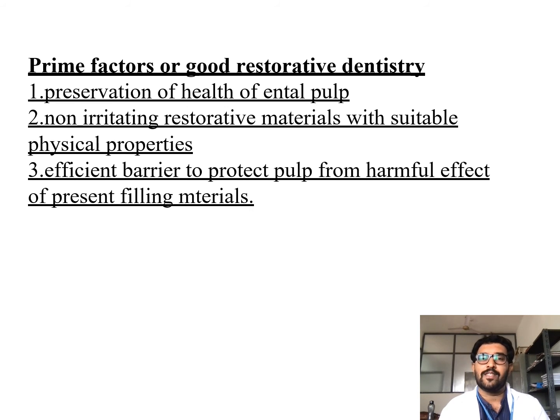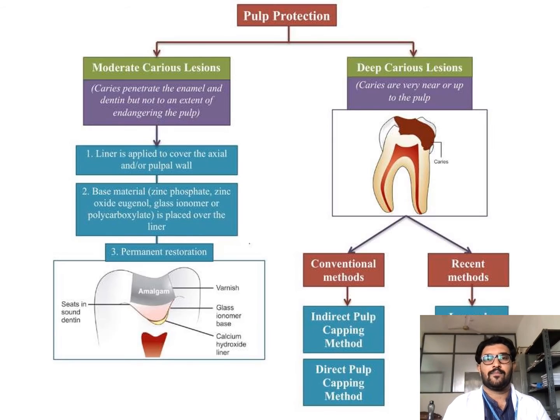Primary factors of good restorative dentistry include preservation of health of dental pulp, non-irritating restorative materials with suitable physical characteristics or properties, and an effective barrier to protect pulp from harmful effects of filling materials. Got it? Pulp protection, I am coming to in the next slide.